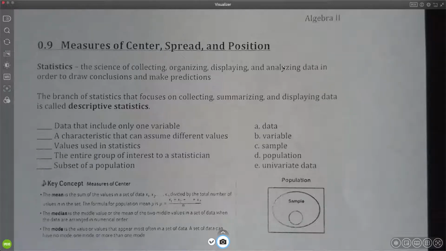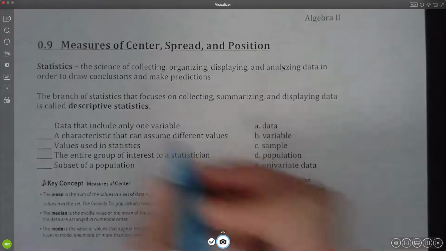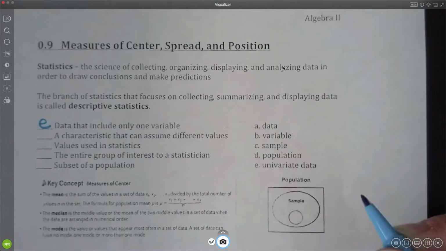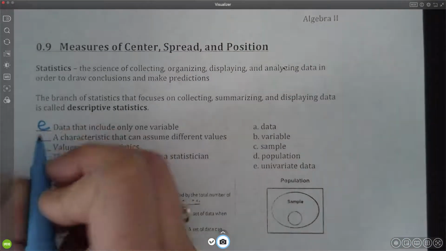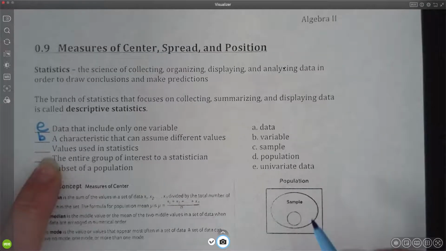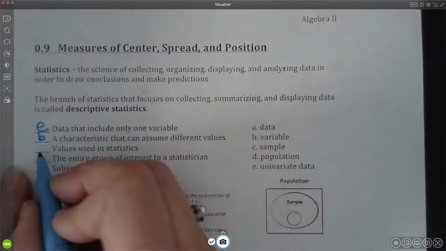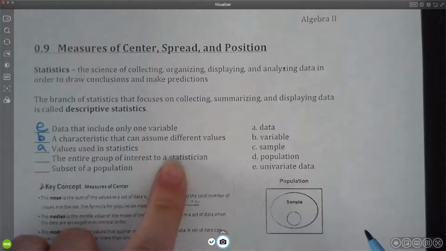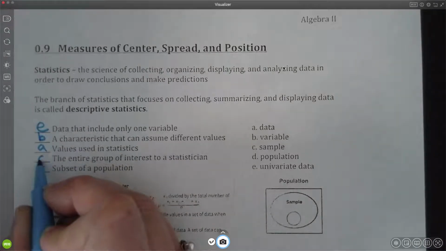Okay, so data that include only one variable is E. Characteristic that can assume different values is B. Values used in statistics, A. The entire group of interest to a statistician is D. Population, and then sample is a smaller one.